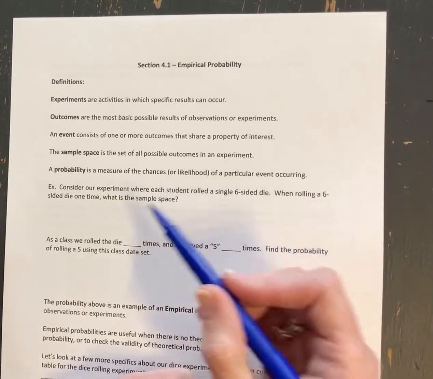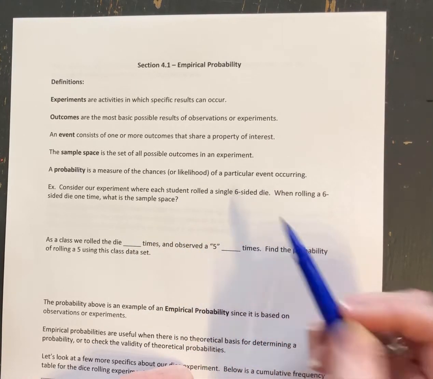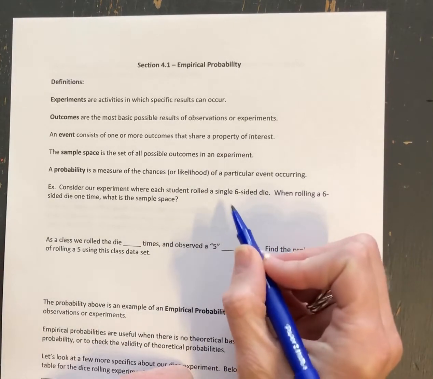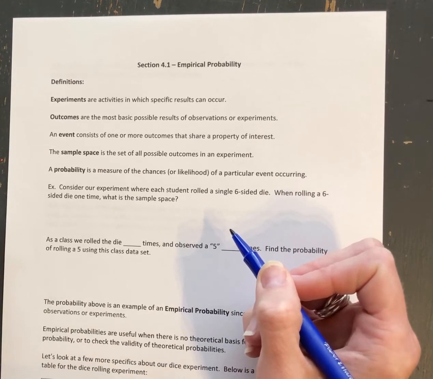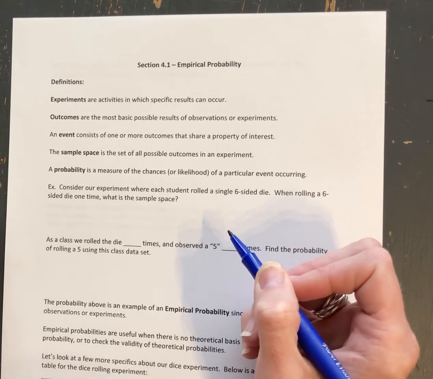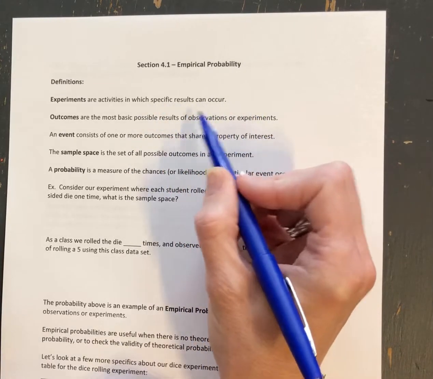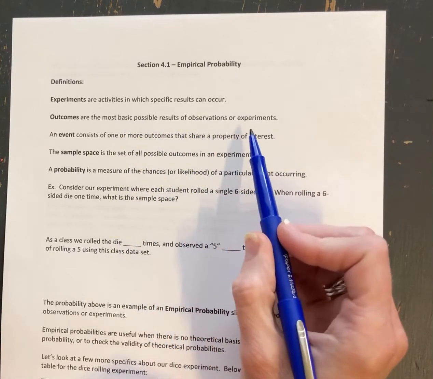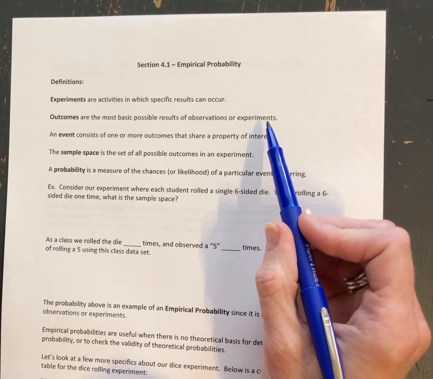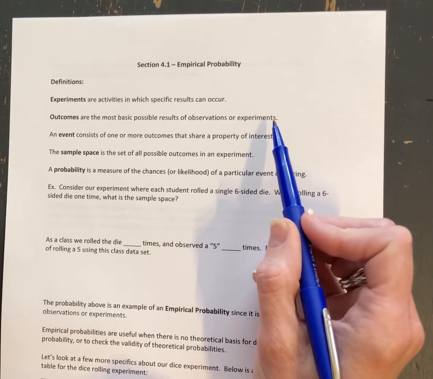So we're going to consider an experiment where each student rolls a single six-sided die. So we have just a standard six-sided cube die. Each side is labeled with either 1 dot or 2 dots or 3, 4, 5, or 6. And so if we go back up here, we can consider our experiment to be rolling a die. The outcomes then, the possible results from rolling a die, would be we could either roll a 1, a 2, a 3, 4, a 5, or a 6. So each of those would be outcomes.